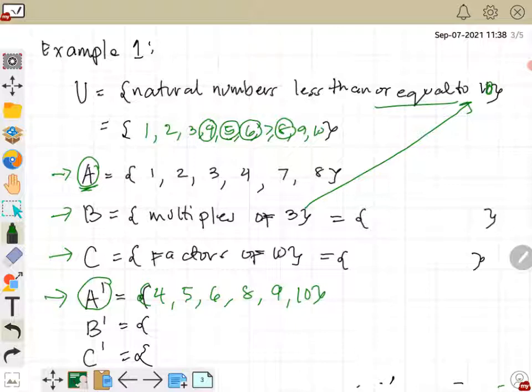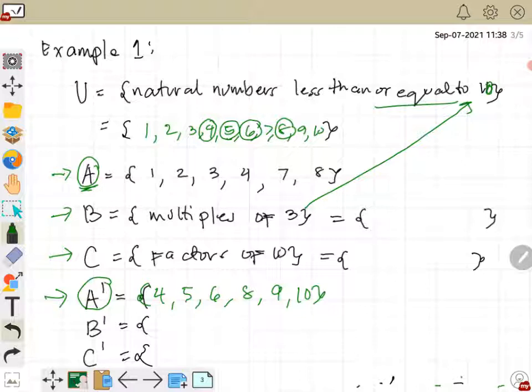Okay, this is the set. We call it the complement of the set A, and the elements are 4, 5, 6, 8, 9, 10. Okay, so clearly these 4, 5, 6, 8, 9, 10 are elements that we can find in the universal set, but we cannot find them in A. So this set is what we call the complement of A.